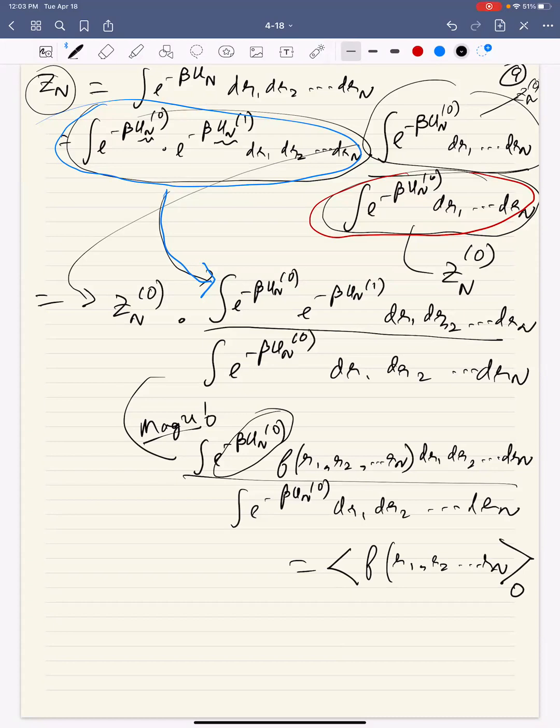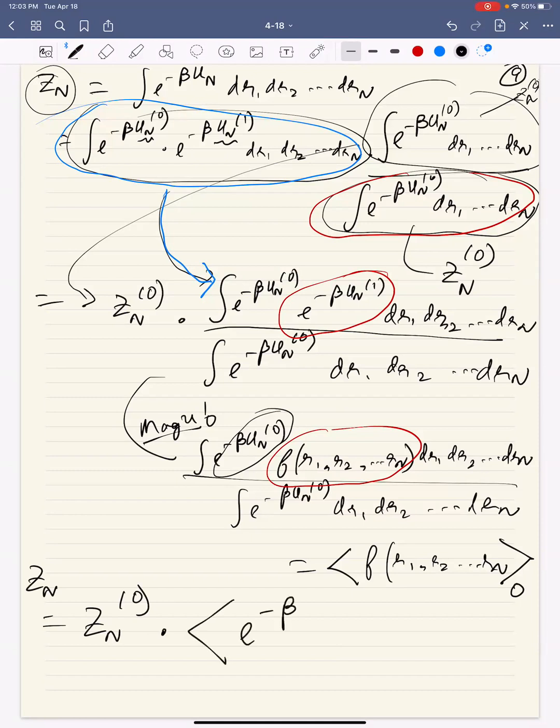So now what have we done? Our f happens to be e to the power minus beta U_N1, which is a function of r1, r2, ..., rN. So what we are saying here is that Z_N is equal to Z_N0 multiplied by the average value of e to the power minus beta U_N1 in the reference potential. What does that mean? This is when you're calculating the average as well.